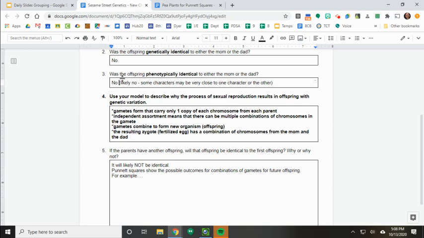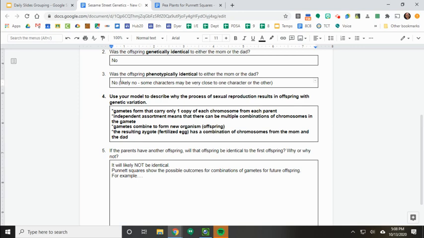So then we went to, was the offspring phenotypically identical to either the mom or the dad? And again, no. We had one student whose boy offspring looked just like the mom, like all of the phenotypes were the same, except it was a boy instead of a girl. So that was a little different. And we talked about how with 5 different characteristics, that's a possibility.